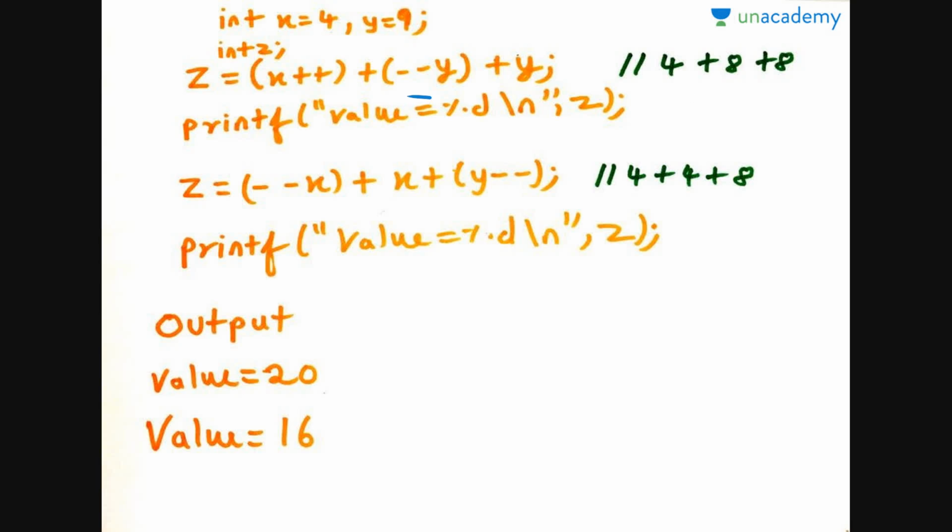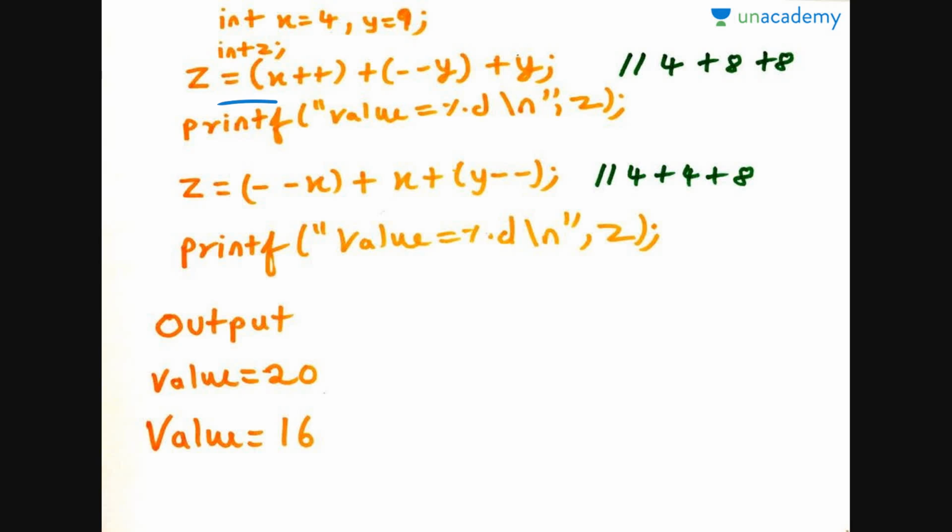Now we have minus minus y, that is the pre-decrement. So the value of y will change to 8. So we have 8 over here, plus 8. So till now we have 4 plus 8. Now the doubt is over here. We have plus y. Now what value of y will you take? Will it be 9 or will it be 8?